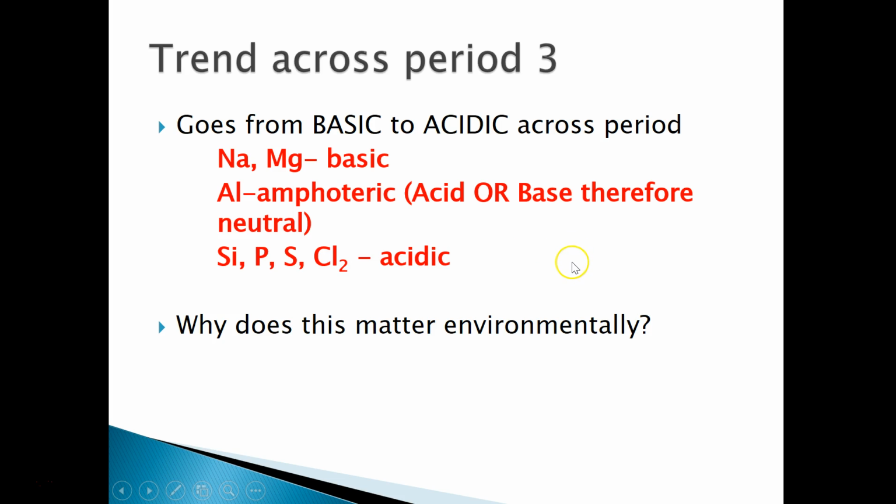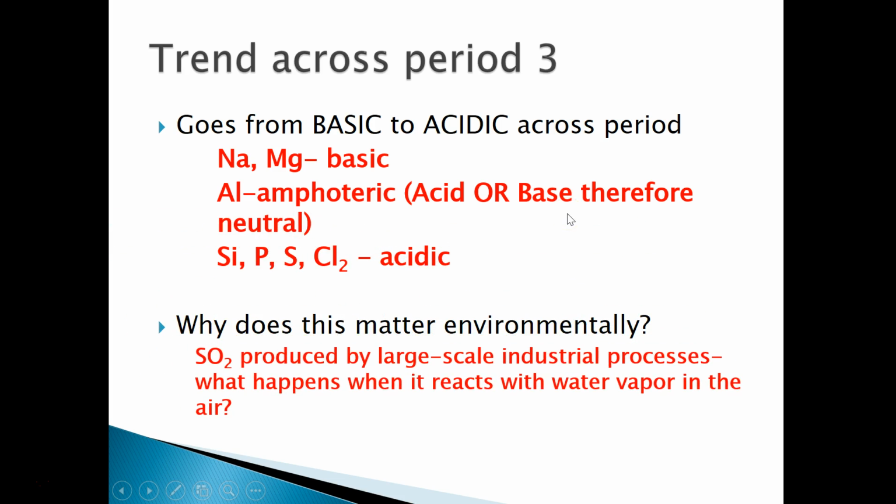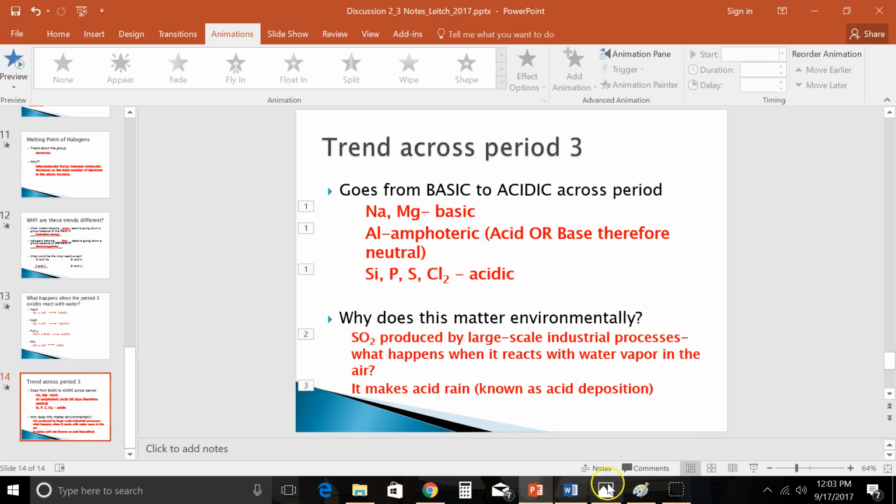And why does this matter environmentally? Well, sulfur dioxide and sulfur trioxide are produced by large-scale industrial processes. So what happens when they're going to react with water vapor in the air? Well, you guessed it. They're going to make acid rain. That is known as acid deposition. We'll talk about that more in Unit 8. But for now, all we need to know is that those sulfur oxide compounds will produce sulfuric or sulfurous acid when reacting with water.